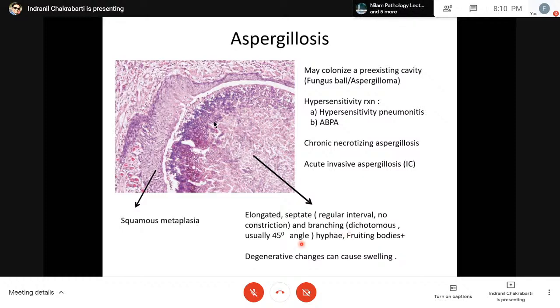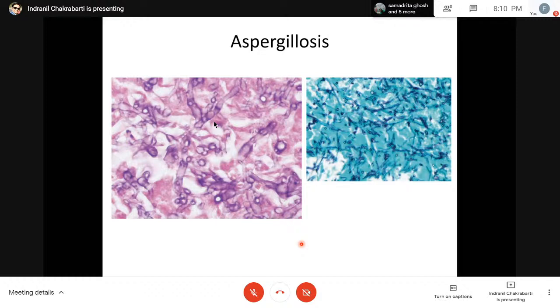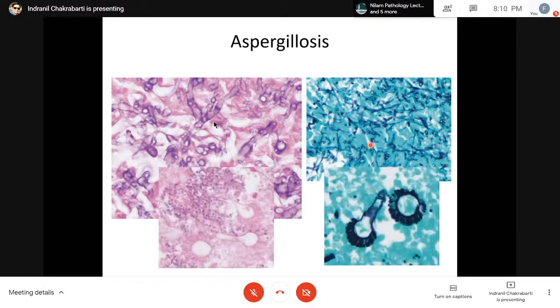But degenerative changes can cause swelling of the hyphae. When degenerative changes cause swelling of Aspergillus, sometimes it becomes difficult to differentiate it from Mucor organisms. So if fruiting bodies are present, they are very helpful. You can see these septate hyphae branching at a 45 degree angle, regular hyphae, highlighted by the silver stains. If fruiting bodies are present, we can give the diagnosis of aspergillosis with much confidence.